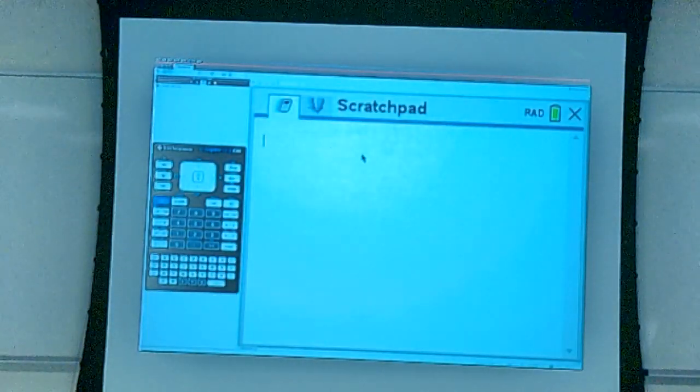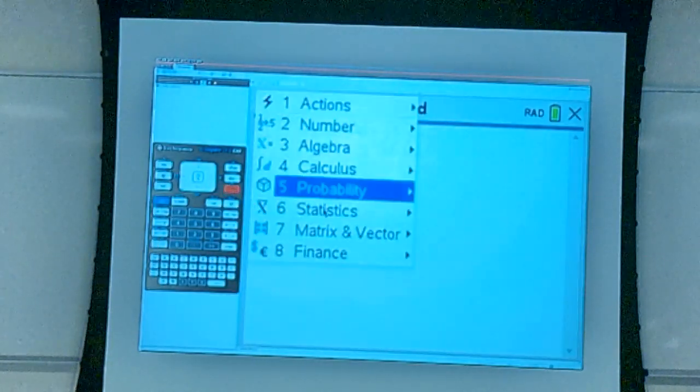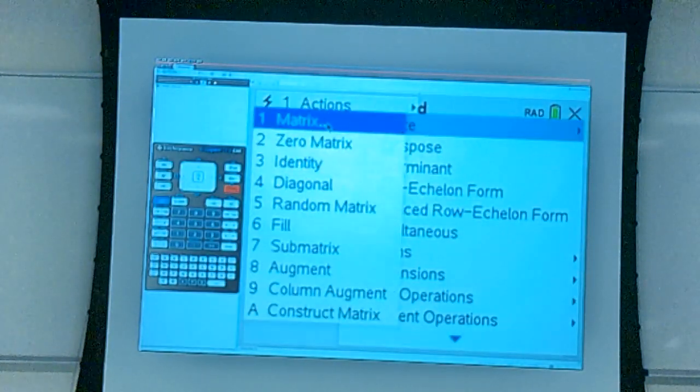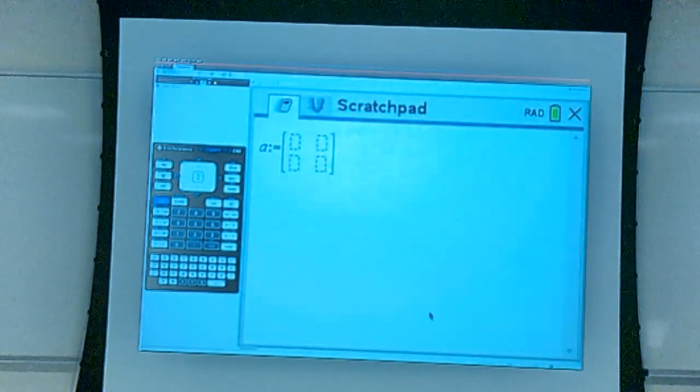Start off saying we're going to define the coefficient matrix. Guys, remember there's two ways to do it on the calculator. Menu, matrix and vector, create, matrix, and then you just have to enter the number of rows and columns. Okay, and it does it for you. Now just put in your components.